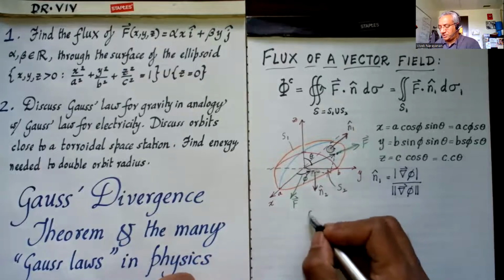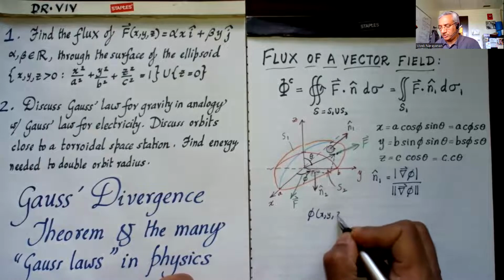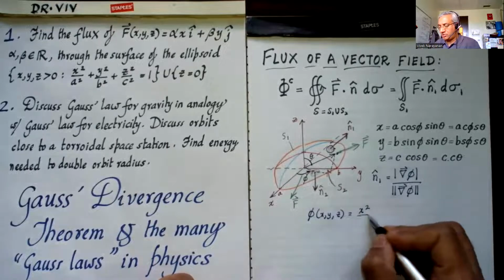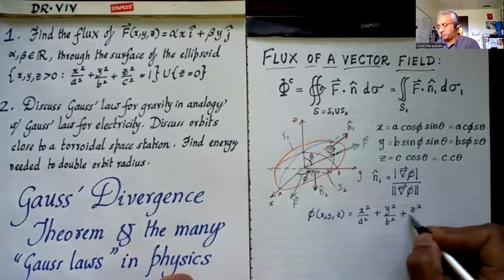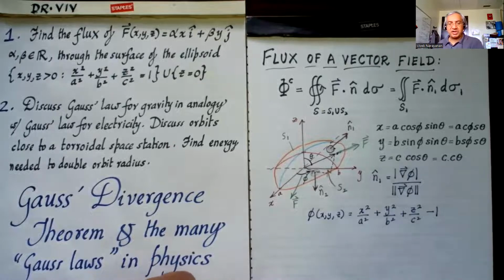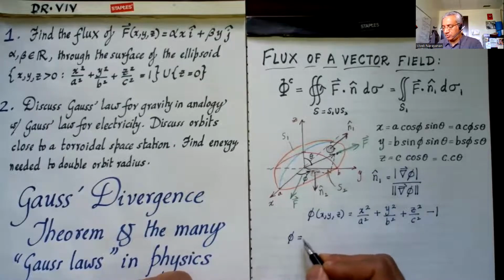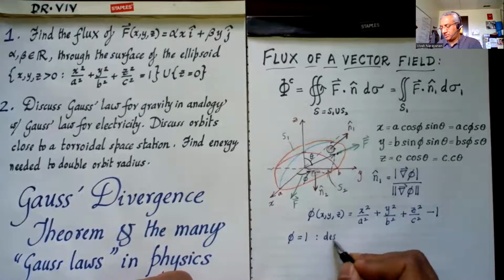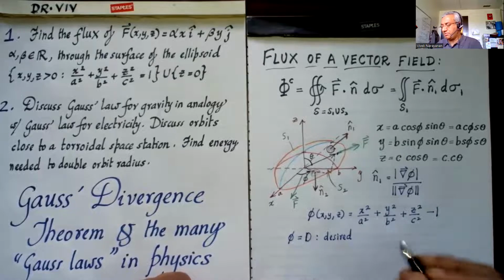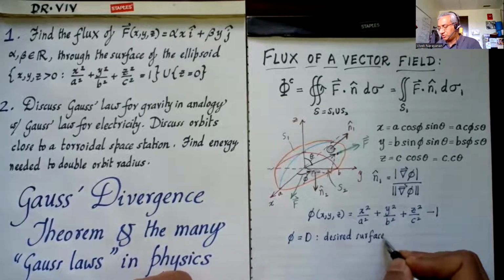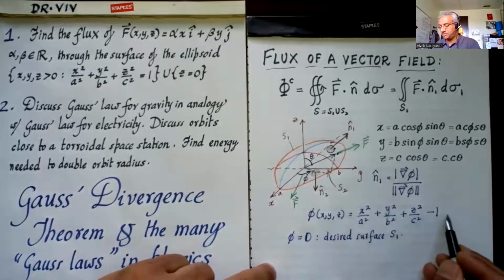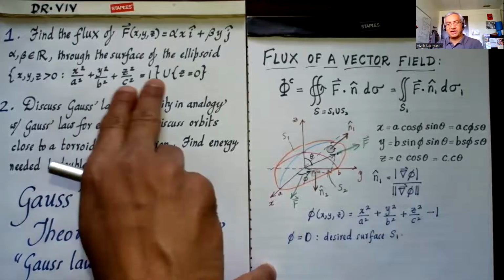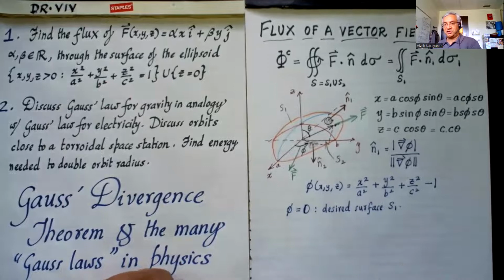So this phi function, let's write down what it is. Phi of x, y, z is going to be x squared over a squared plus y squared over b squared plus z squared over c squared minus 1. The reason I write it like that is because then phi equals 0 will be the desired surface, S1. When you put phi equals 0, this is equal to 0, and I can transfer the 1 to the other side. It'll become exactly equal to that. So that is the way we define the phi function.